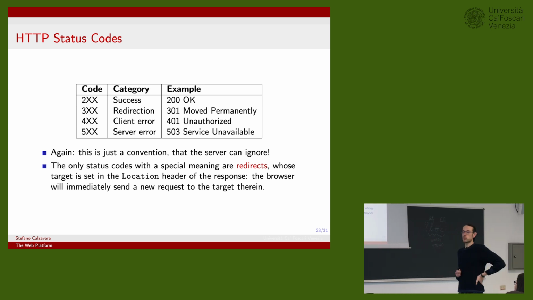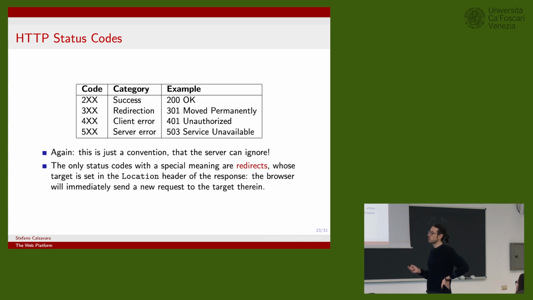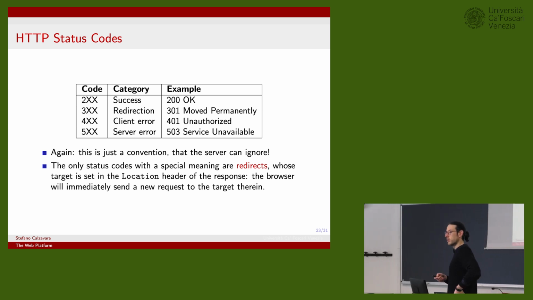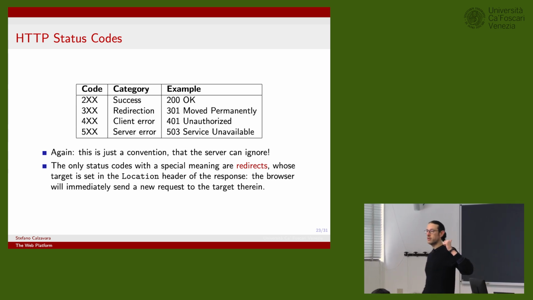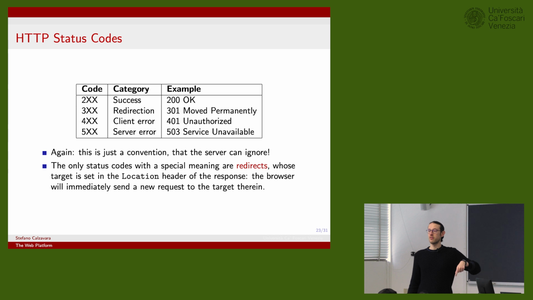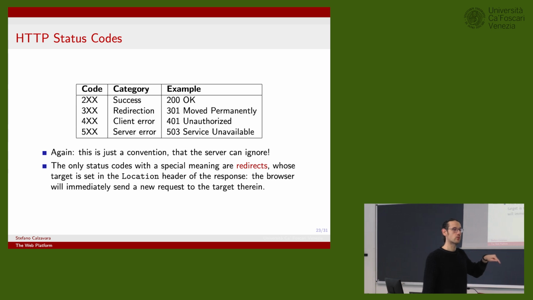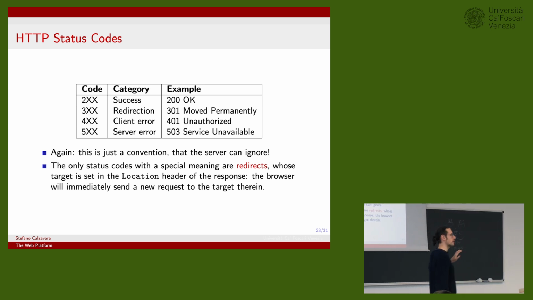Status codes starting with 5 are server errors. For example, service unavailable suggests that probably the server is overloaded. So when you get an error starting with 5, do not start hitting F5 like crazy, which is what I usually do, because it might mean that the server is overloaded, and if you overload it further, it's not good. So it means the server cannot answer at the moment.